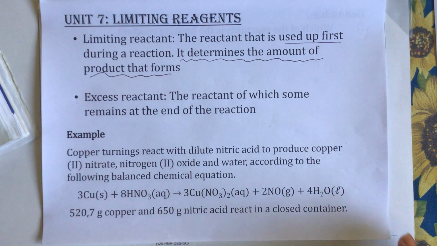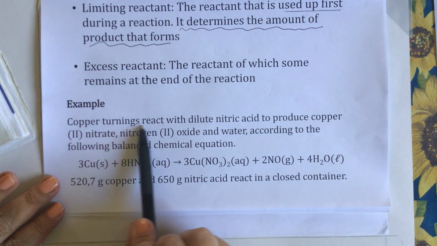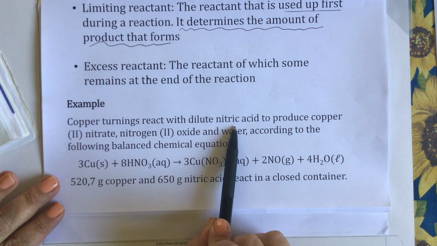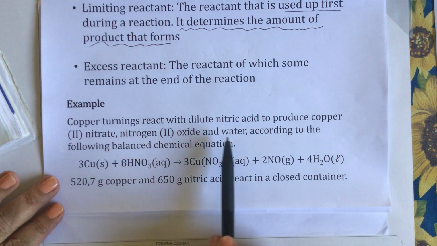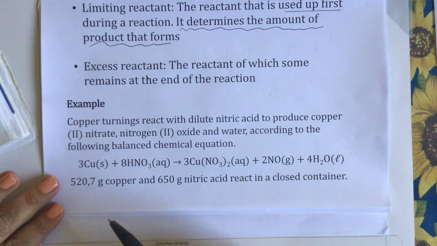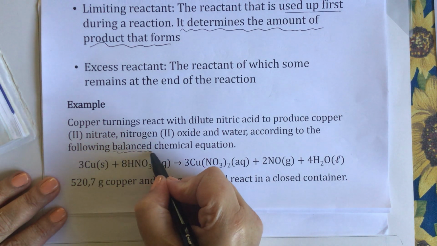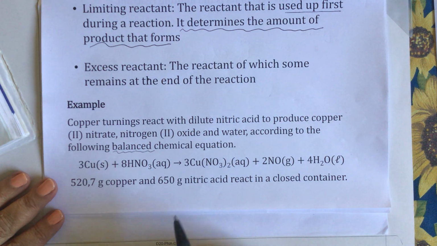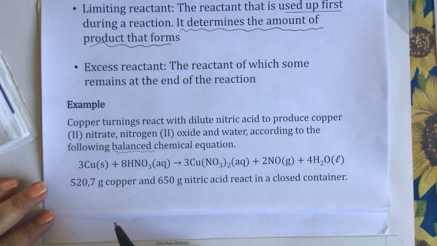Let's do the example that we have. We're going to read through it. Copper turnings react with dilute nitric acid to produce copper nitrate, nitrogen oxide, and water, according to the following balanced chemical reaction. It's already balanced, but you're also going to check that it is balanced. You can see this one's balancing is a little bit hard, but not impossible to do.